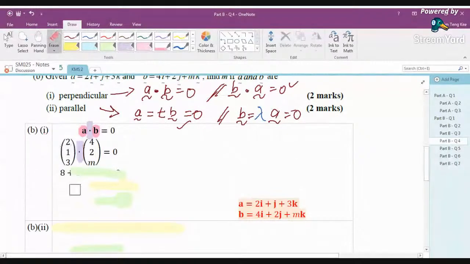First term, 2 multiplied by 4, 8, plus 1 multiplied by 2, plus 3 multiplied by m. And this is equal to 0. Just a simple calculation. You should have m equals to negative 10 over 3 as your result.